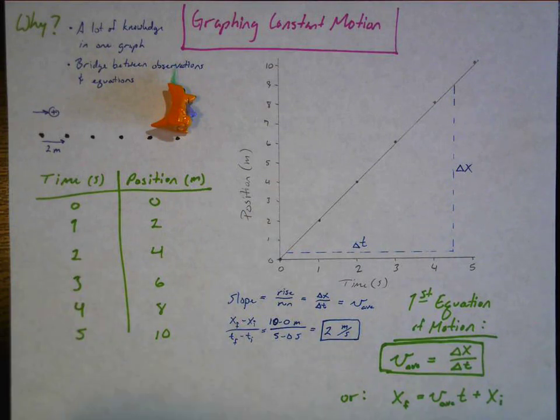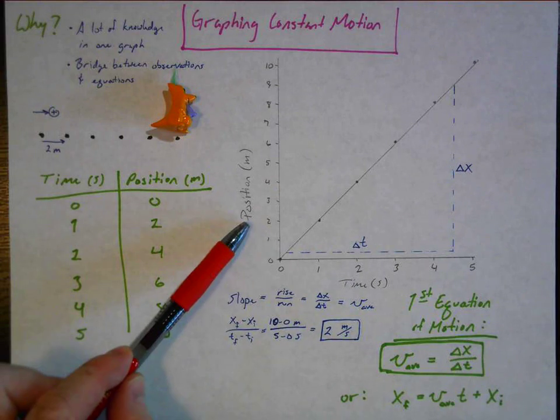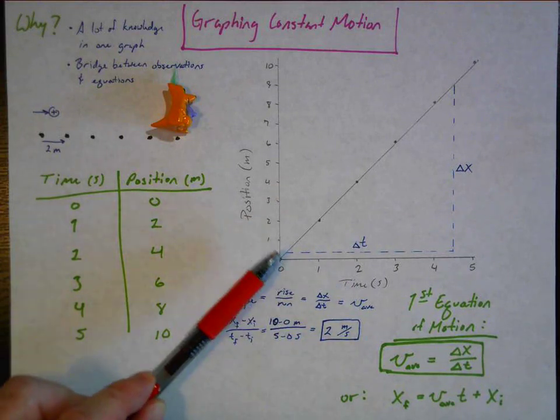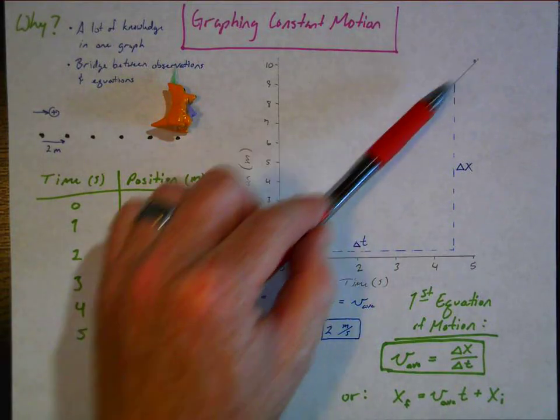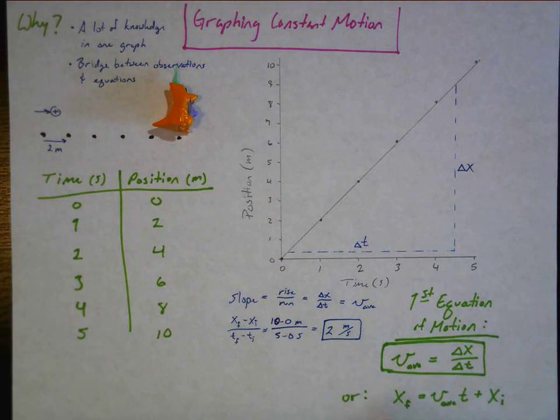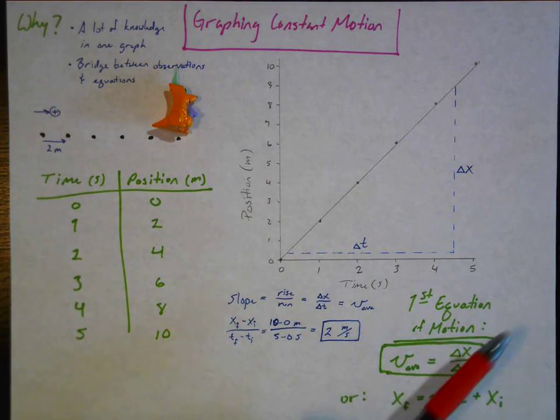But remember, please, that for constant velocity on a position time graph, you'll hear me call it a position time graph or a PT graph, the slope is constant. It's the same slope all the way up and down. That tells you constant motion on a position time graph. And that means the average velocity is the same for the entire time.